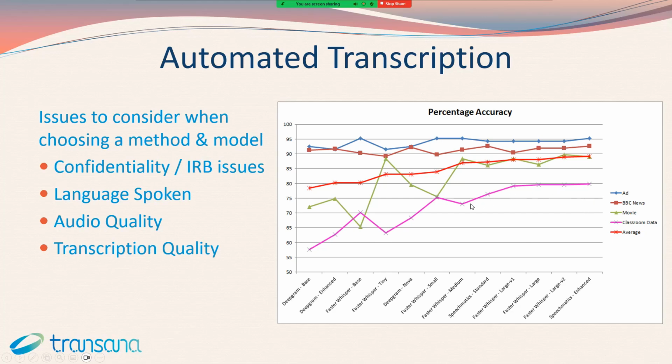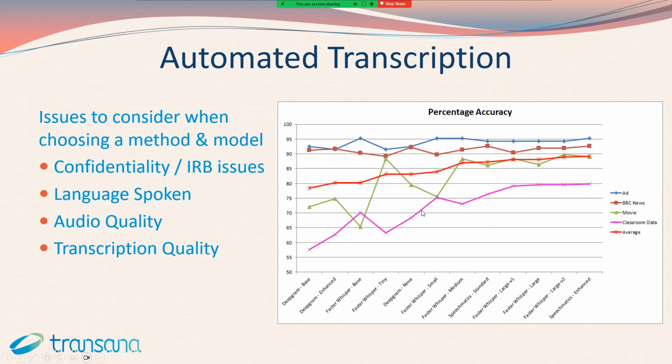And then the purple line here at the bottom was classroom data recorded in an American classroom. And you can see that the performance of all of the models was significantly less excellent for this real life data.